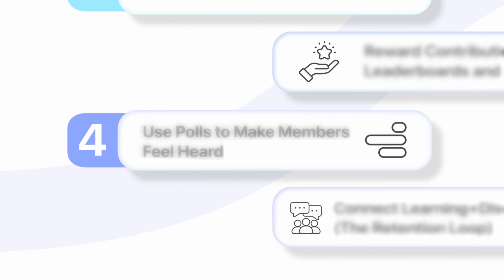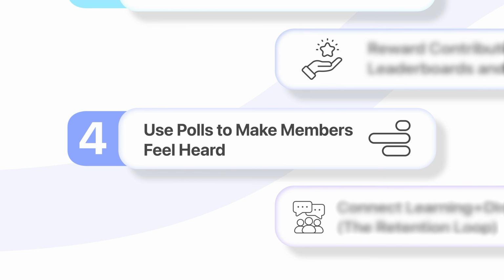Now, members have a reason to participate beyond just consuming content. You know, what gets rewarded gets repeated. And when members see others being recognized, they naturally ask, how do I get there? That question alone drives engagement. Step 4. Use polls to make members feel heard.